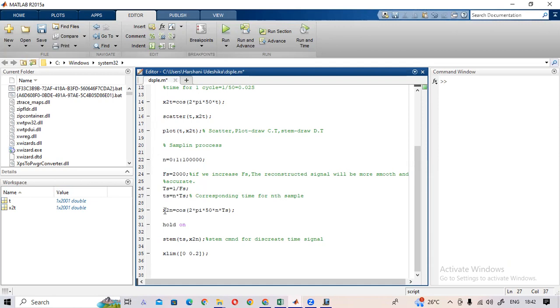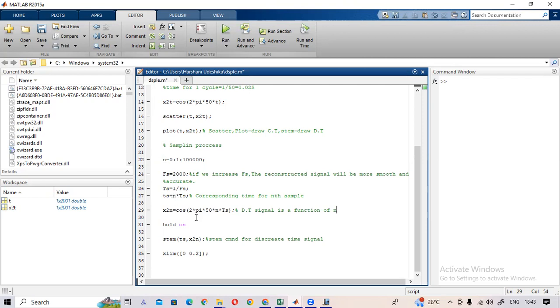Then we draw the discrete time signal. You know that the discrete time signal should be drawn with respect to n. It is a function of n, the sample number. We already discussed this thing. The discrete time signal is a function of n. So we write that equation.